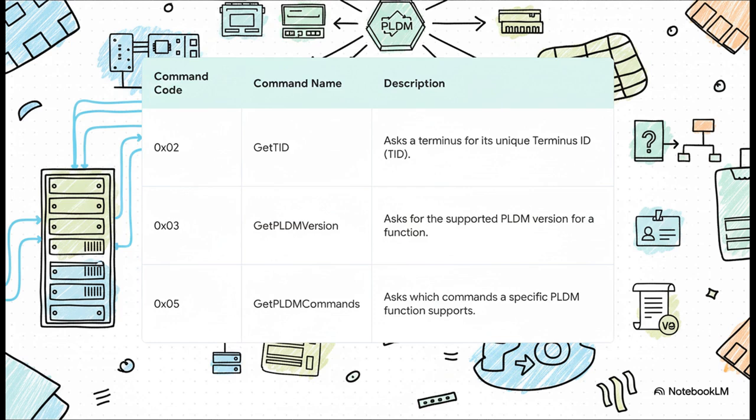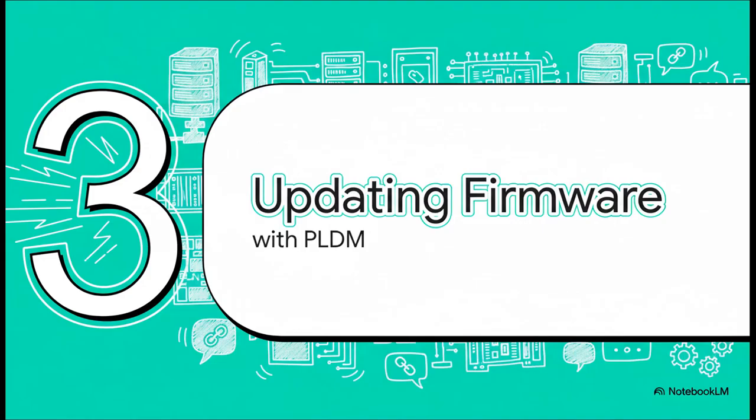This is basically the requester asking the responder, so what can you do? This is what allows a system to just dynamically figure out the capabilities of everything it's connected to. It's pretty cool. All right, asking for an ID or a version number, that's one thing. But PLDM is built to handle much, much heavier and more critical tasks. So let's focus on one of the most important ones out there, updating firmware.